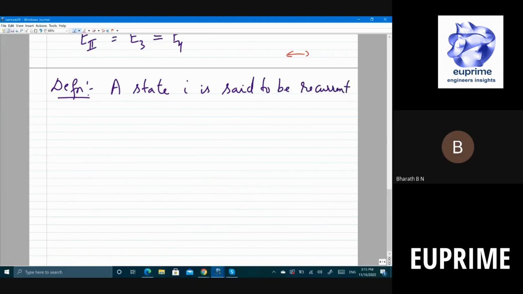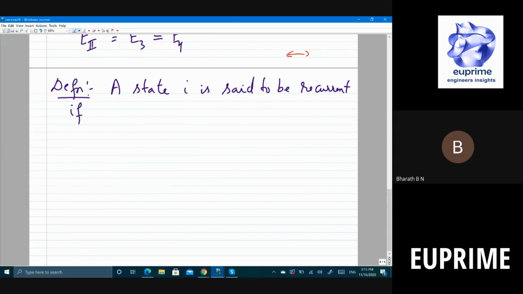Recurrent, as the name indicates, it will occur again and again and again. That means it will come back to state I again and again and again. Okay, and I is recurrent if... so what do you mean by recurrent?